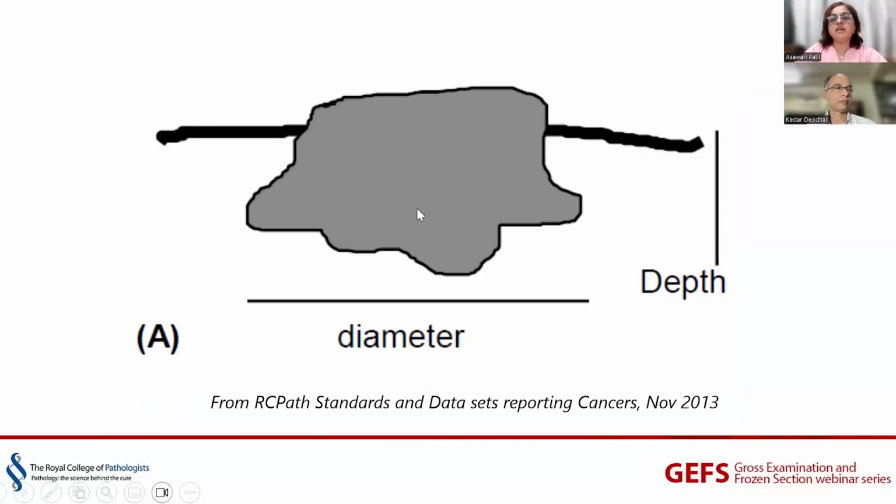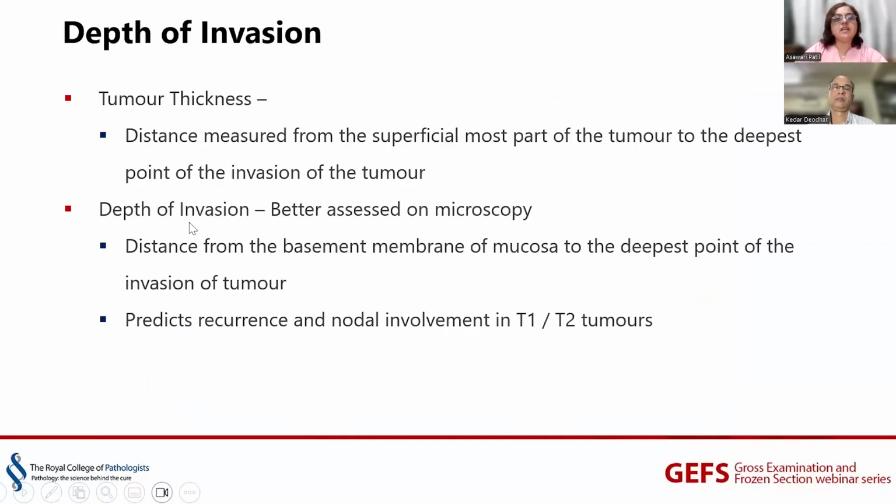Now here we need to understand depth and thickness. Thickness is measured from the topmost portion of the tumor to the lowest end of the tumor, while the depth of invasion is measured from the adjacent mucosa. So tumor thickness and depth of invasion are different. Tumor thickness can be assessed macroscopically, but depth of invasion, which is taken from the basement membrane of mucosa to the deepest portion of invasion of the tumor, is best taken on microscopy. It predicts recurrence and nodal involvement, and we know that in oral cavity tumors, depth of invasion decides the staging of the tumor in certain tumor stages.